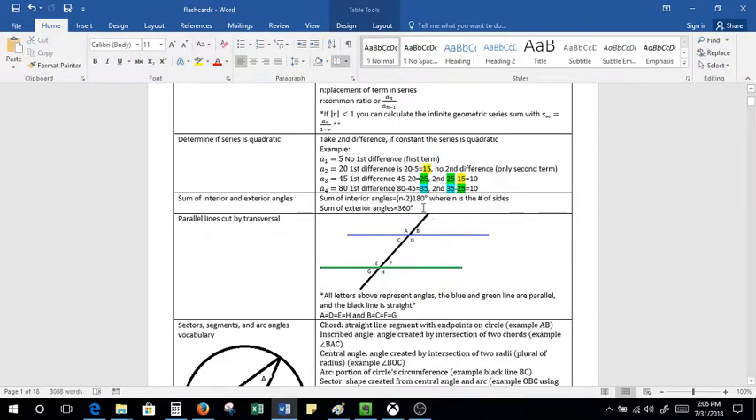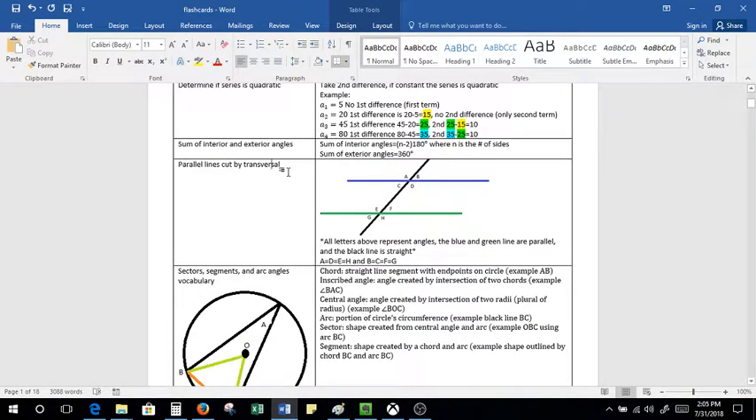The sum of exterior angles is 360 degrees. I know some people are confused by this. You can prove it to yourself. Just draw some strange shapes, calculate the interior angles, and extend the sides to see that the exterior angles will always equal 360. If you want to prove that to yourself, it's kind of interesting.